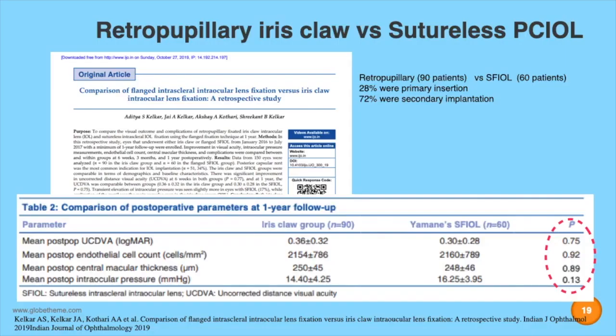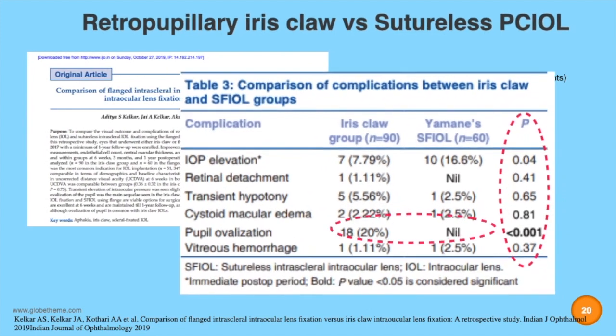Another study comparing between retropupillary iris claw and sutureless scleral fixated intraocular lens. These two lenses are located in the posterior chamber. Both do not have scleral dissection. Visual outcome at 1 year is equally good for both lenses, and endothelial cell loss was also equally good at the end of the follow-up. But when they look at the complication rate, the only significant difference was the change of shape of pupil, which does not occur in the Yamane IOL technique.